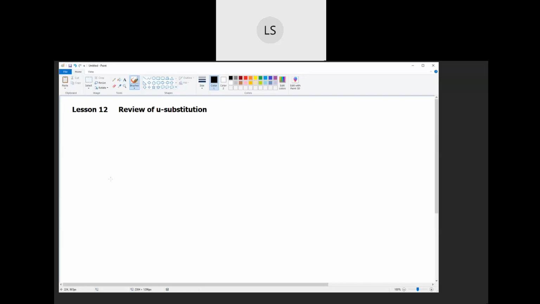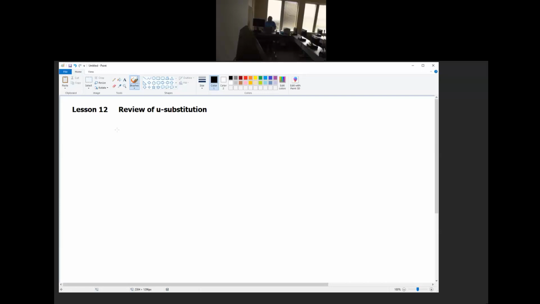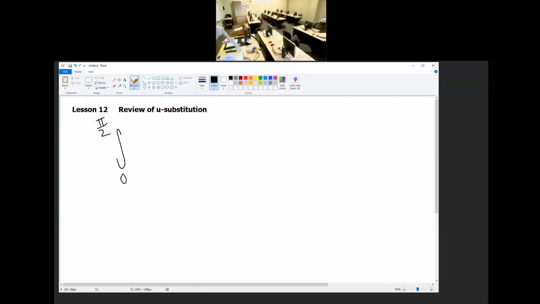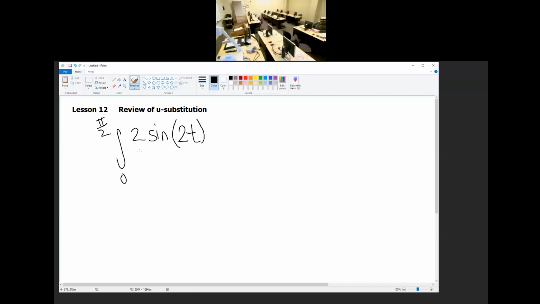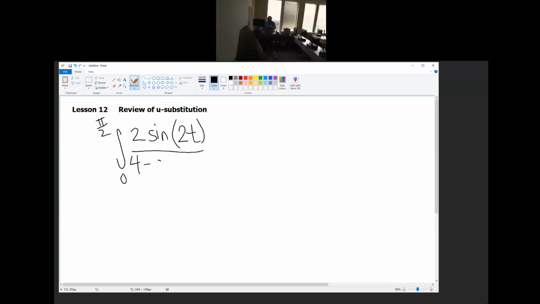Okay, the first question in our review of U substitution is a trig problem. And we have the integral going from 0 to pi over 2 of 2 sine of 2 times t all over 4 minus cosine of 2t.